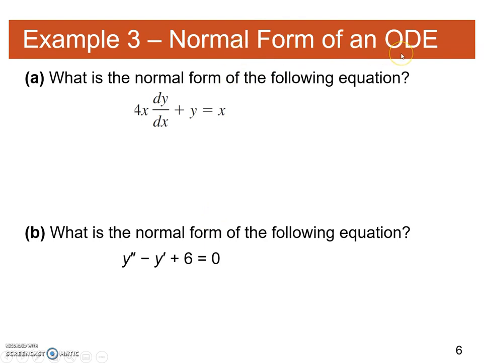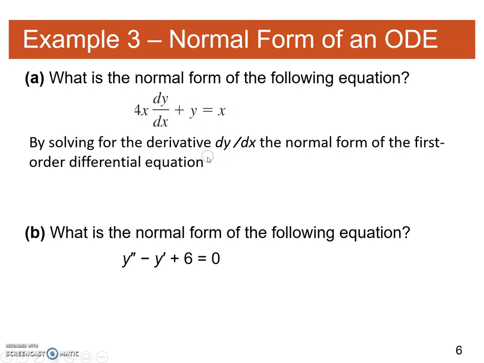Normal form of an ordinary differential equation. What do we mean by the normal form of an ordinary differential equation? Suppose we have this equation, 4x times dy over dx plus y is equal to x. Its normal form will be the one where we have dy over dx on one side and everything else on the other side. So we need to take y to the other side, so it will be x minus y, and then divide by 4x, so it will be x minus y divided by 4x. In this case, that is the normal form of the ordinary differential equation.